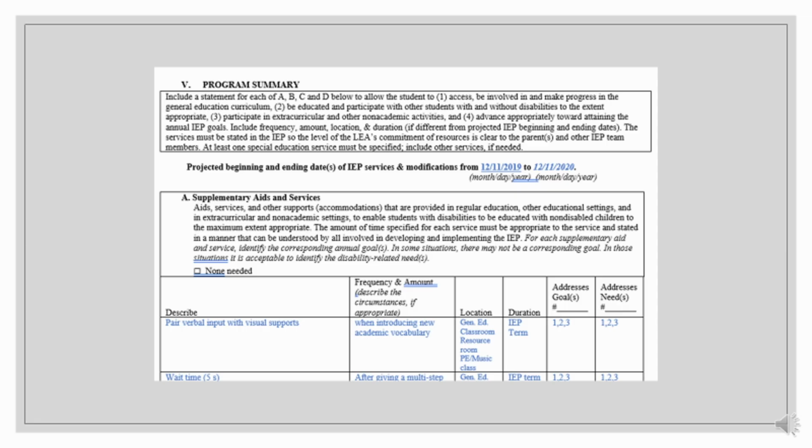Of the information listed here, we provide a description of what the supplementary aid is, a description of the frequency, location, and duration of those supports. For the support of pairing verbal input with visual support, the IEP document notes that the student will receive that support when the teacher is introducing new academic vocabulary in the general education classroom, in the resource room, and in PE and music class.